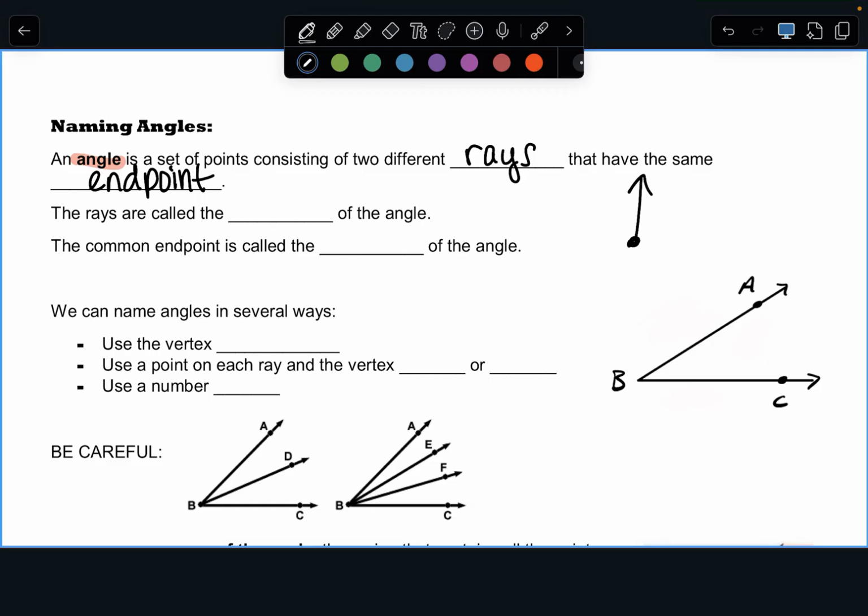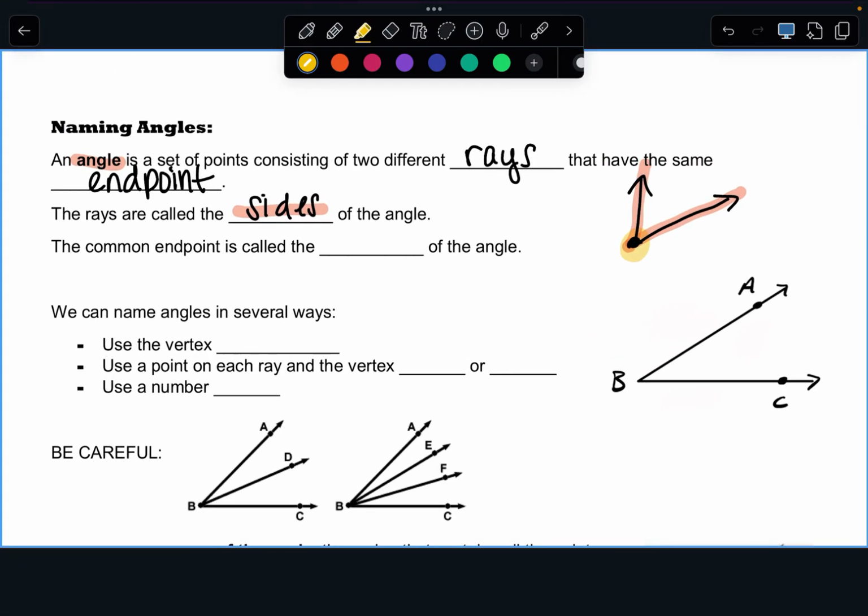We have a ray. That's a ray. We draw another ray off that same endpoint. I just drew an angle. This is an angle. Think of hands on a clock. As they move, the angles get bigger. These rays, we call them the sides of the angle. And the endpoint that they share, that yellow point, is called the vertex.